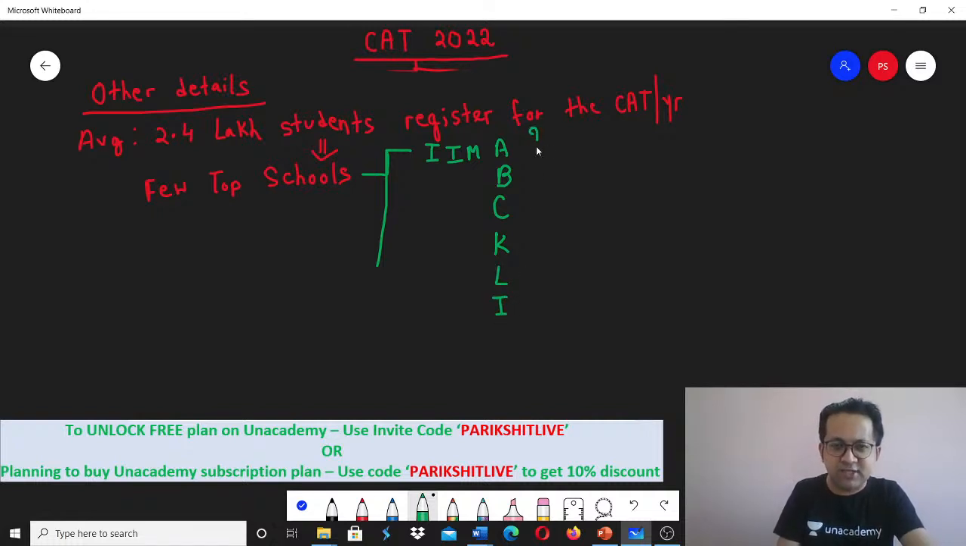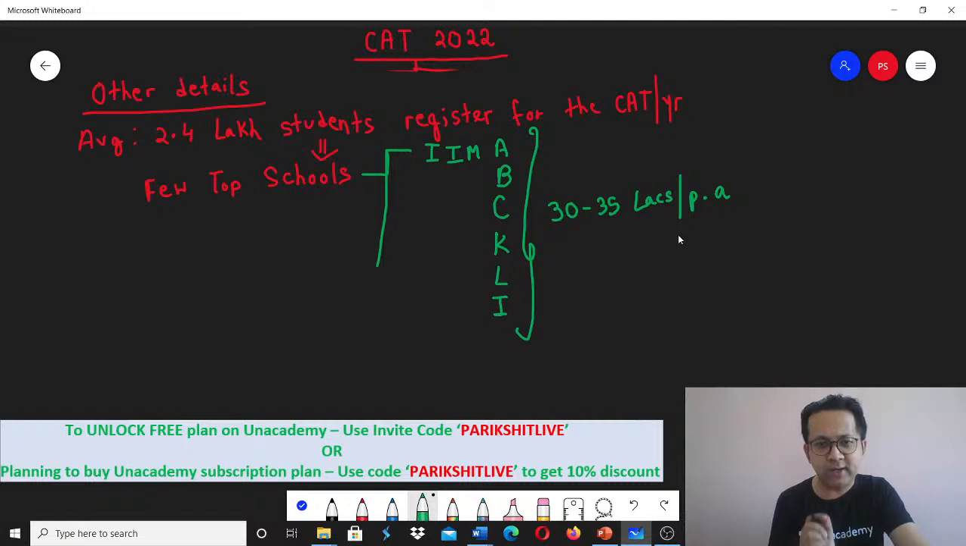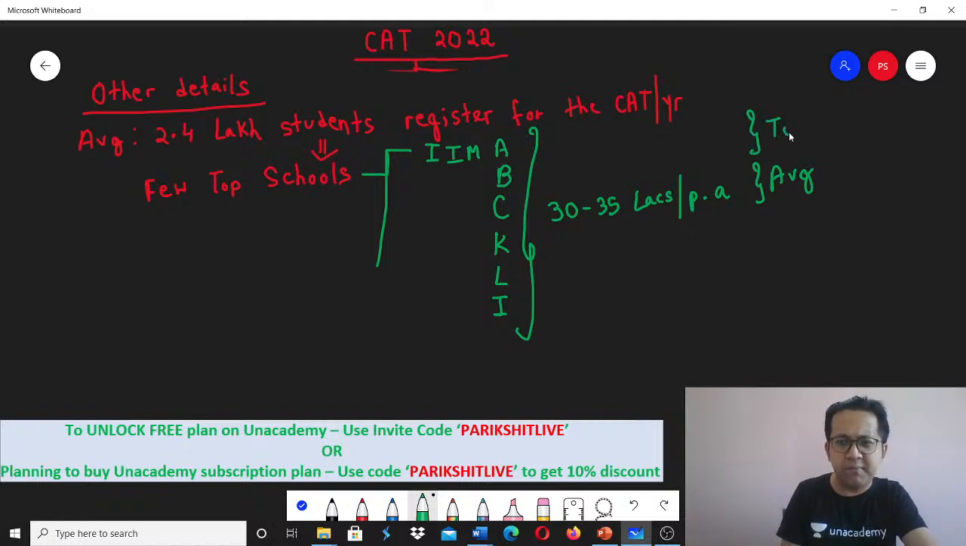These are the 6 oldest IIMs of the country, and the average packages in these colleges can hover between 30 to 35 lakhs per annum. These are the average salary figures of students who graduate from these colleges. What can be the top numbers? There is no limit to it. It can be anywhere between 80 to 90 lakhs per annum.